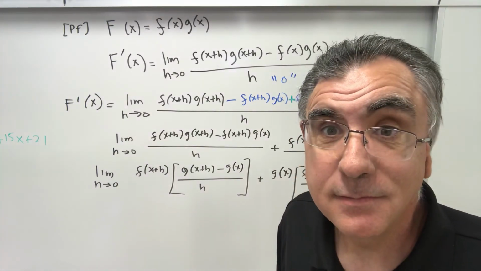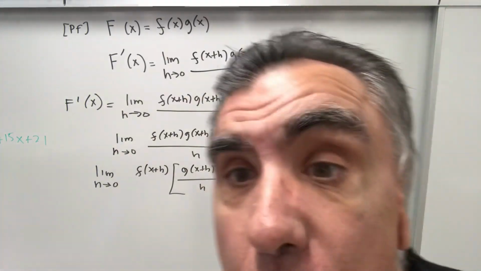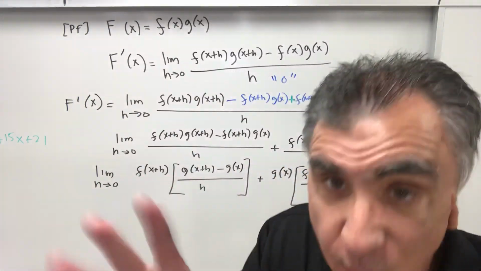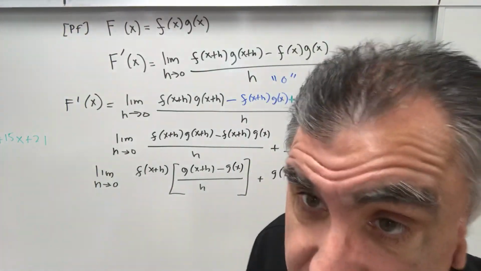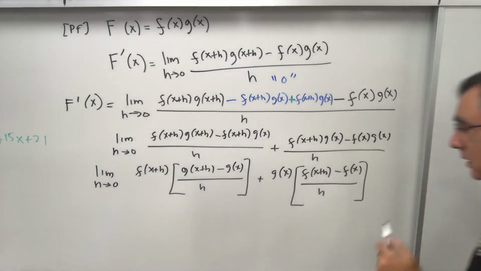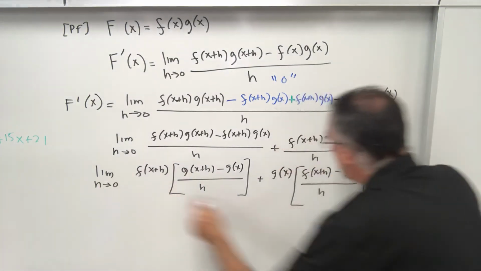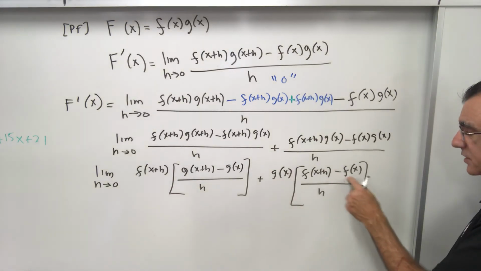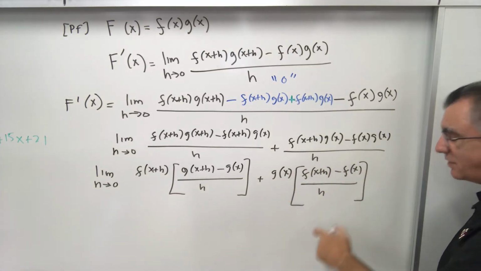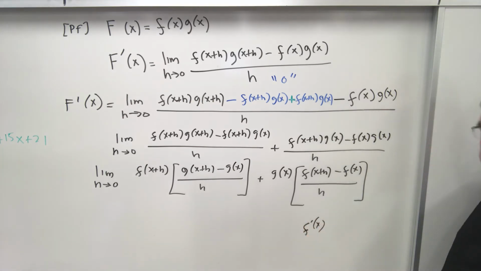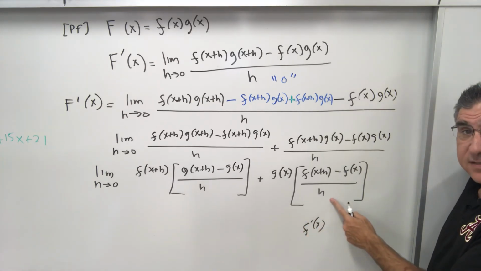Do you see it? We're done, right? We're done. Now, if you don't see it, don't panic. But if you see it, that's good. Okay. What is this? The limit as h goes to 0 of f of x plus h minus f of x over h. That's the definition of the derivative.